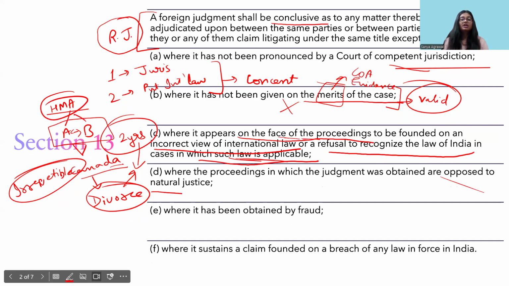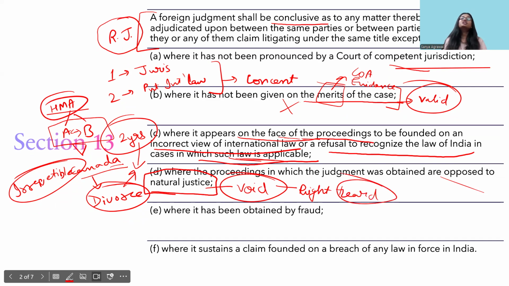The next is where the proceeding in which the judgment was obtained is opposed to the principles of natural justice. We already know that there are three principles of natural justice in India. You are supposed to write those three principles in the comment section. So if any of those principles is not followed, the decision in itself will become void and will not be valid, and therefore cannot be considered a conclusive decision in an Indian court. For example, one of the requirements is the right to be heard, which is audi alteram partem. So if one of the parties was not heard and the decision was given, or a chance of hearing was not given, then the decision of that court will be invalid.